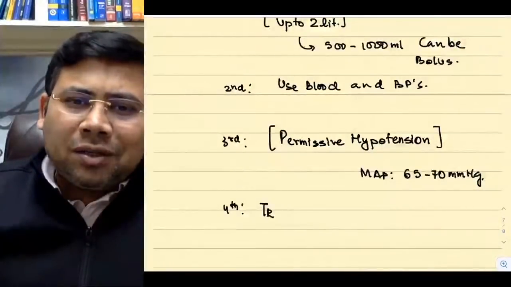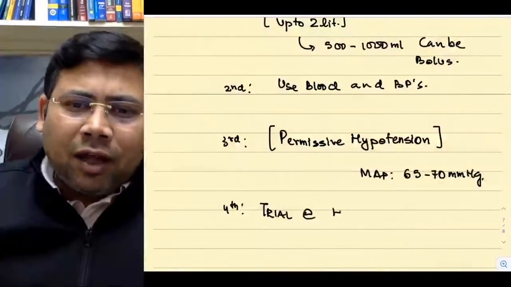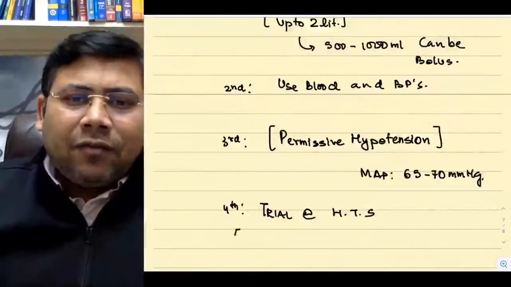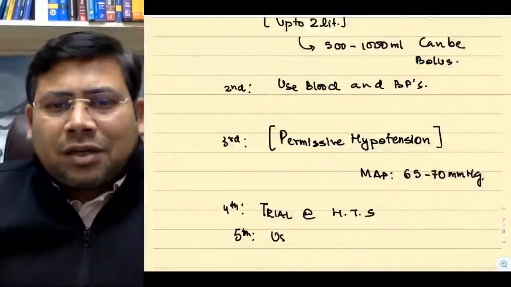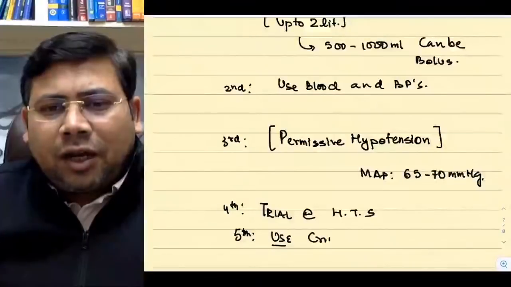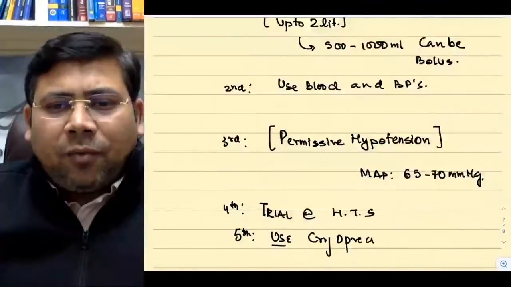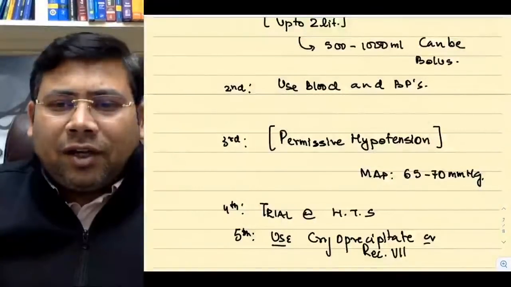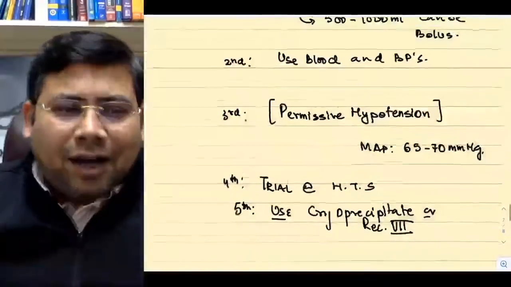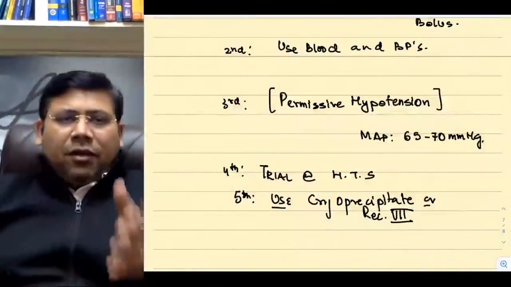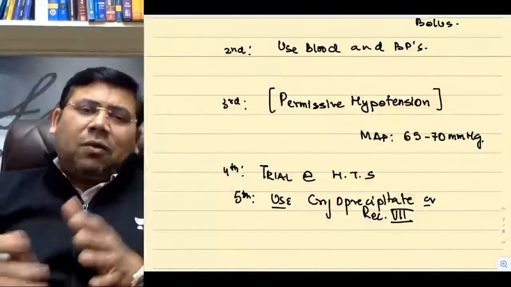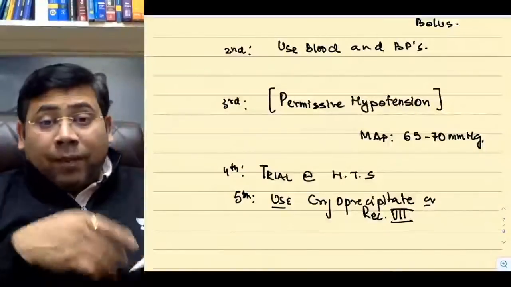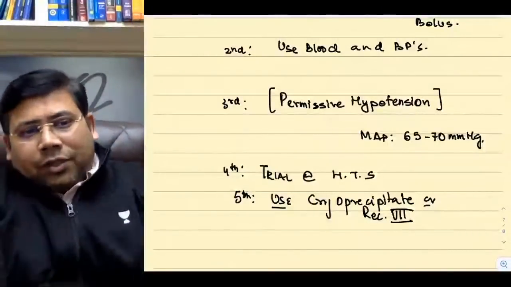The fourth is use trial of hypertonic saline. And fifth is use cryoprecipitates. Or nowadays you have recombinant factor 7. A trial has been published where recombinant factor 7 actually causes better recovery of these patients.